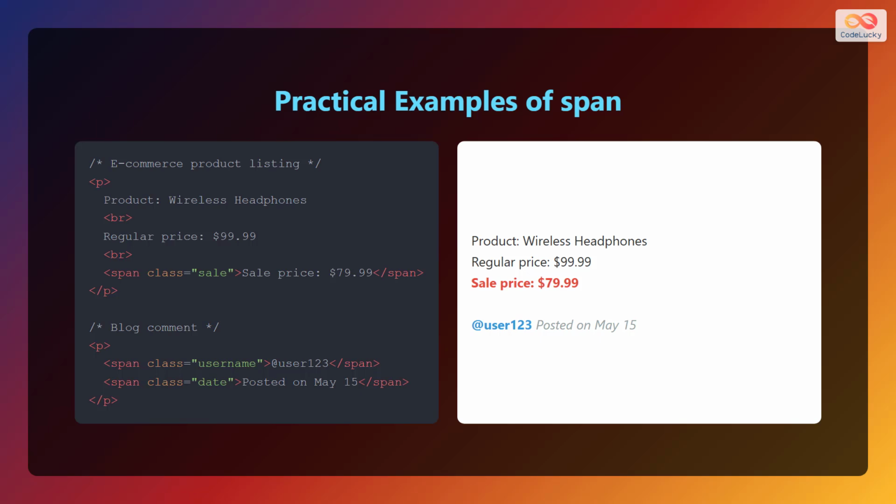Let's look at some practical examples of how the span element can be used in real-world scenarios. In an e-commerce product listing, you can use span to highlight the sale price of a product. In a blog comment section, you can use span to style the username and the date of the comment. As you can see in the code block, for an e-commerce product listing, the sale price has the class attribute set to sale, and the sale price text has been styled. In the blog comment example, the username has the class attribute set to username, and the posted date has the class attribute set to date. The username and date text have been styled.